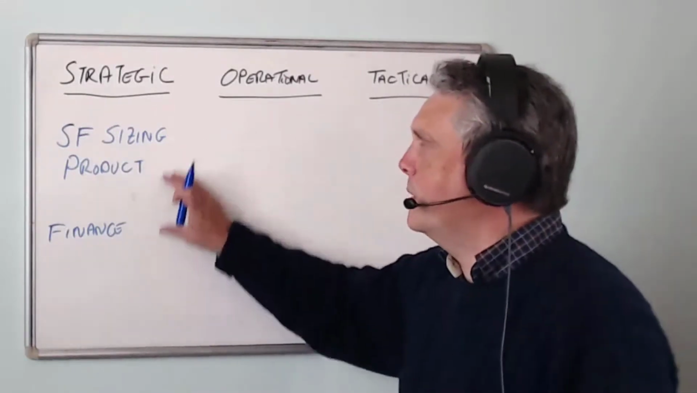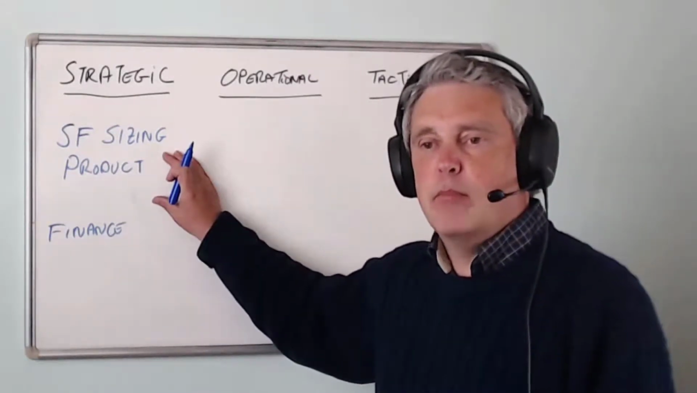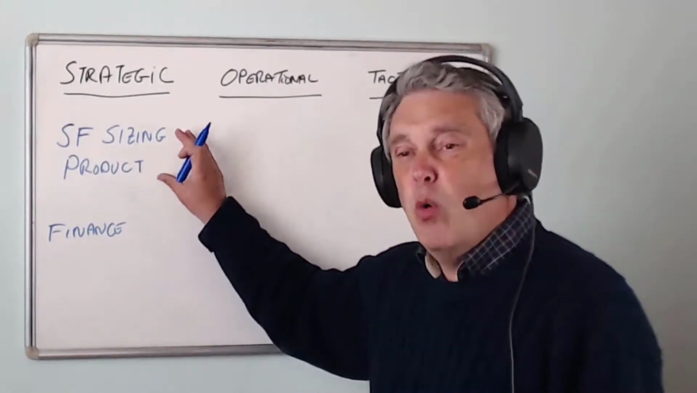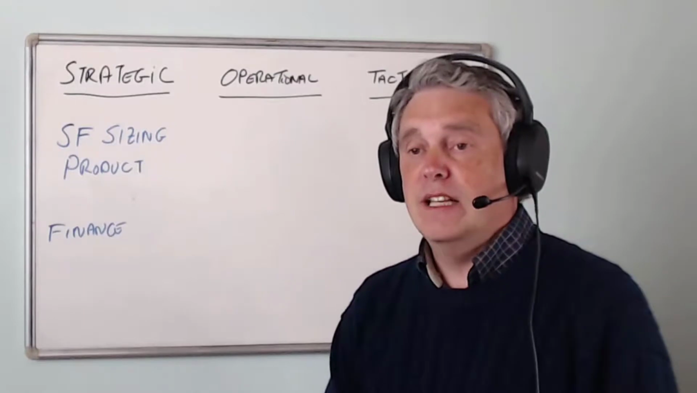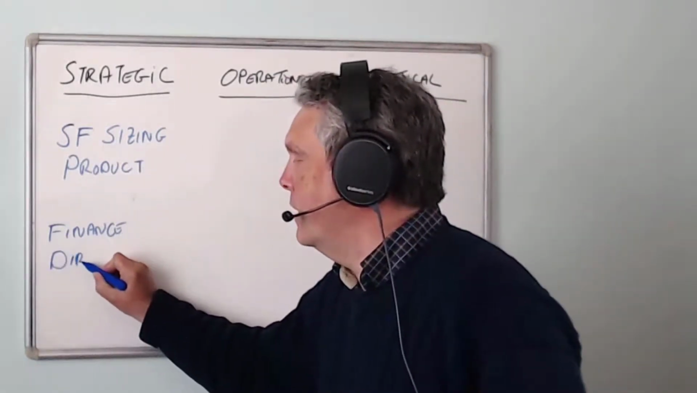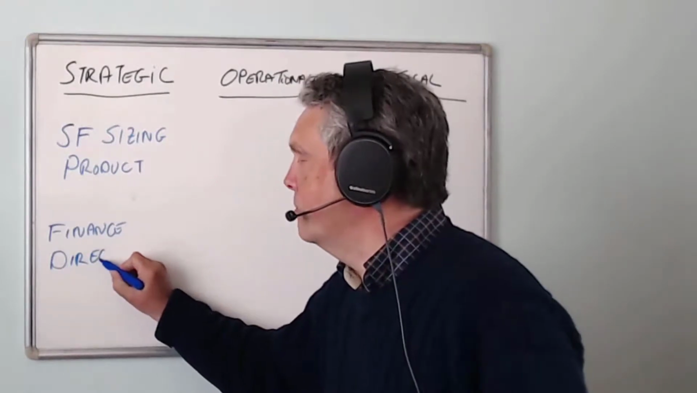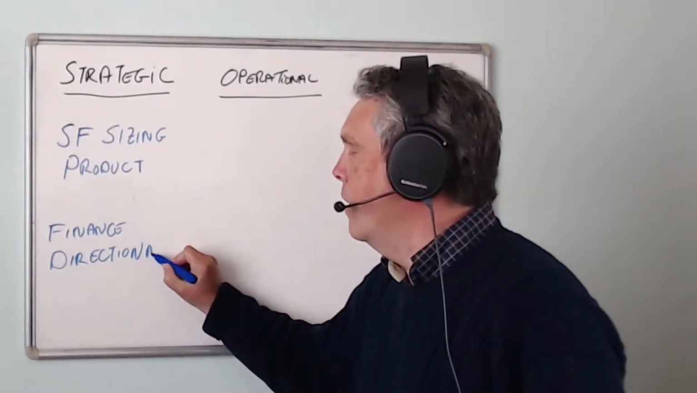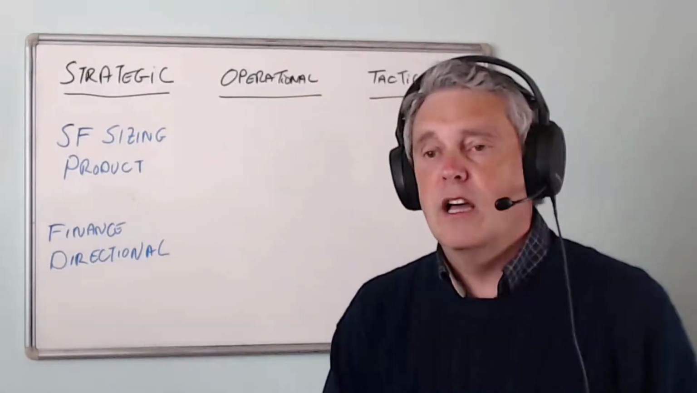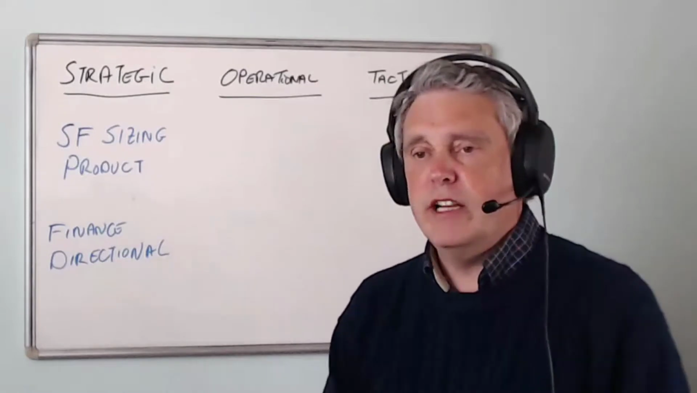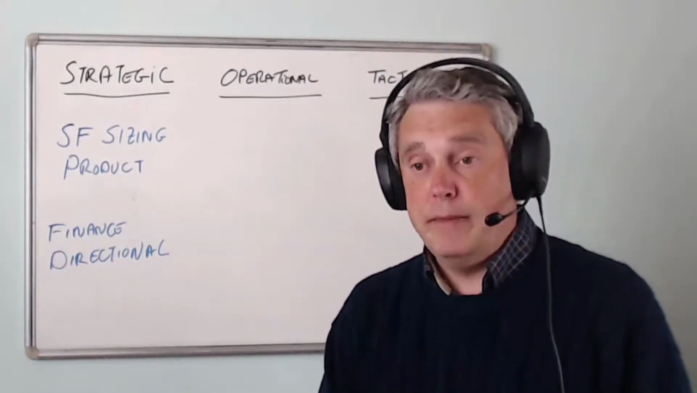Now, when we do this, because we're only looking essentially at product level data, the quality of the sizing result that we get here is really, well, let's call it directional. It gives us a pretty good idea of where we are. Are we about the right size? Are we too big? Are we too small? It gives us a good directional sense of where we should be.